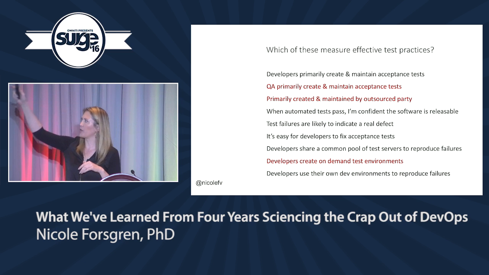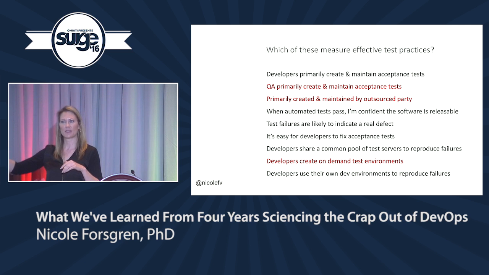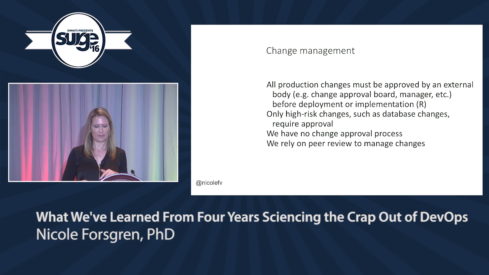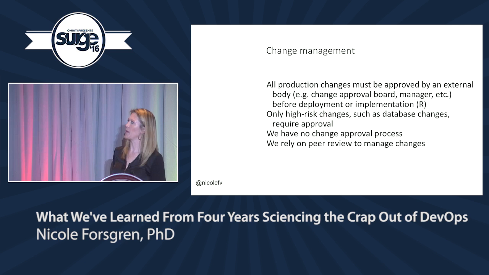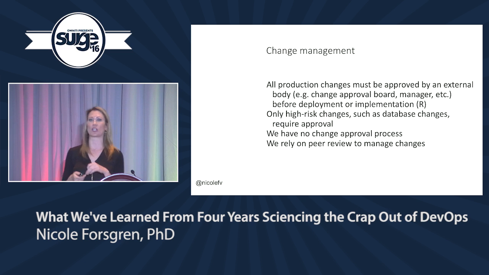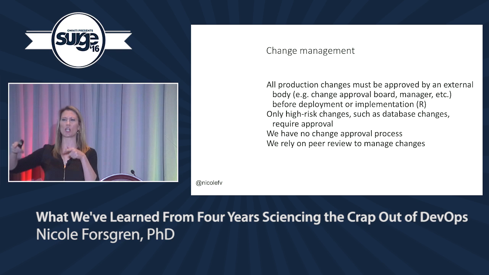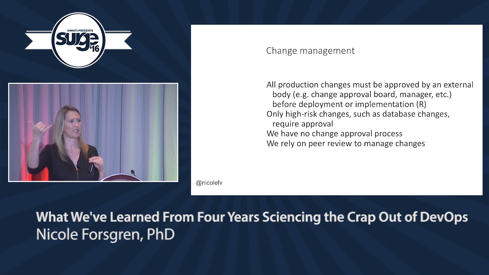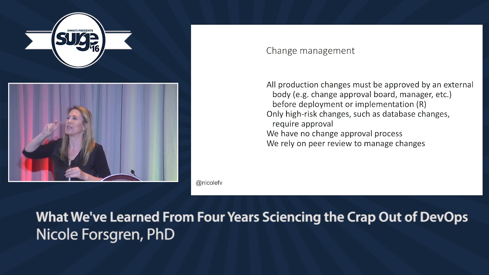It's the one where other people are doing our tests. Okay, change management. Similar, okay? So this is that same card sorting task. Now I'll note that first one has an R next to it. That means it's reverse coded. So I asked people the question and then I reversed it, right? Because I needed to find another way to ask extra questions. So you can read it. No production changes are reviewed by an external body.